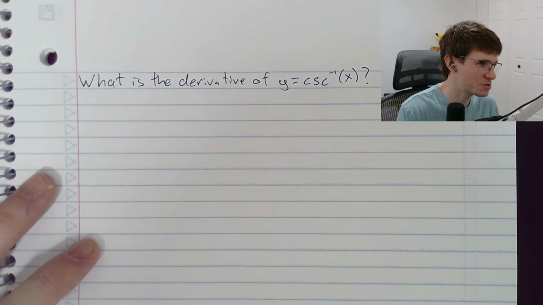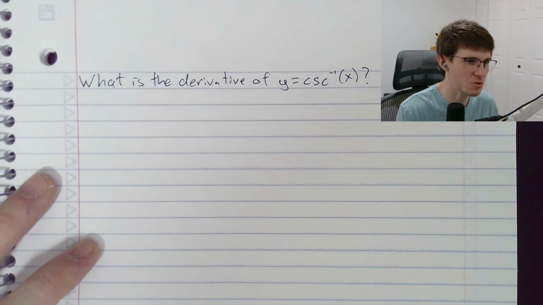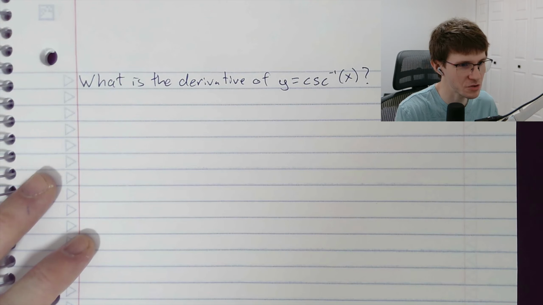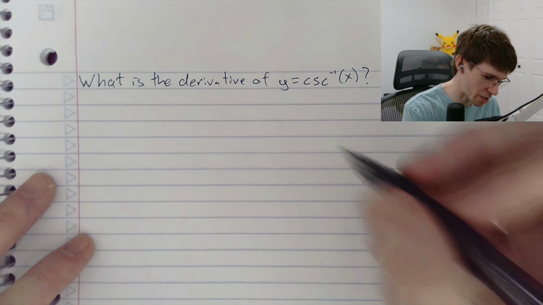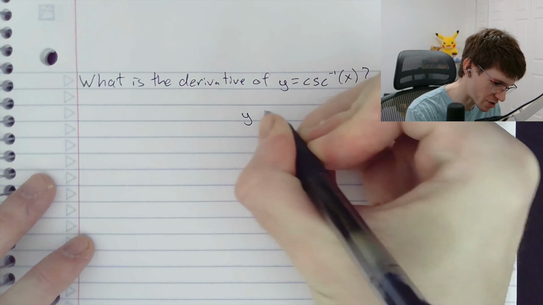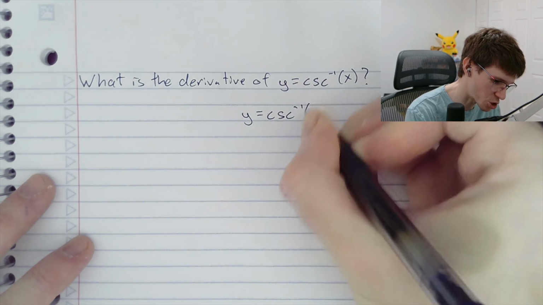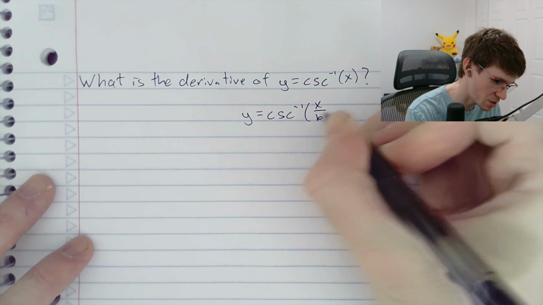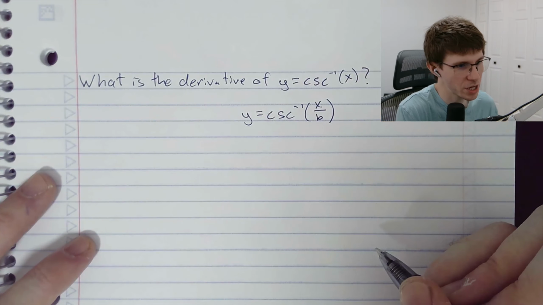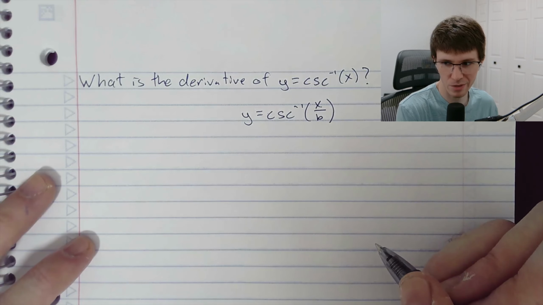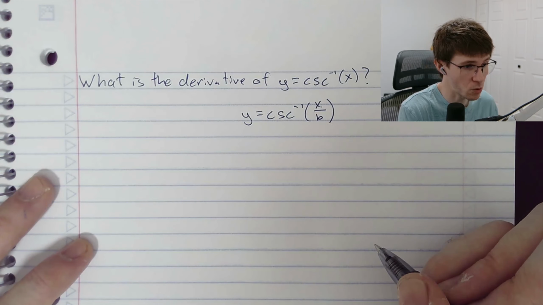One of my students asked me to show them the algebra of the derivative of y equals cosecant inverse of x. We're going to slightly change it up, and we're going to go ahead and find first the situation that is a little bit more general. We're going to do x over b instead of just regular old x. This is going to allow us to generalize, and then later we're going to make the b equal to 1.